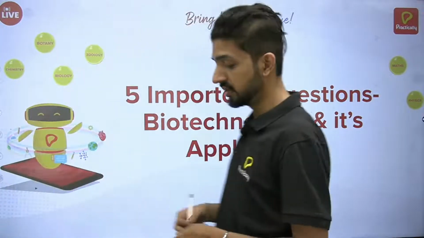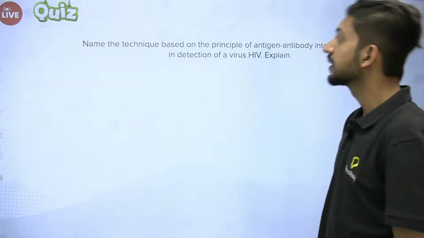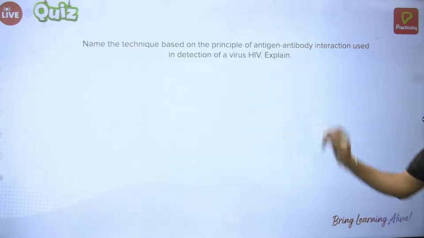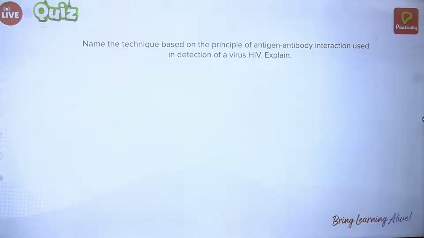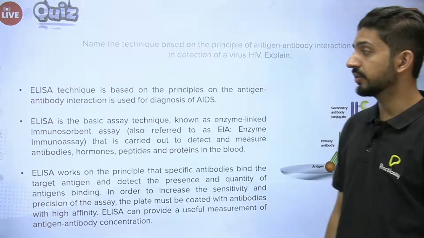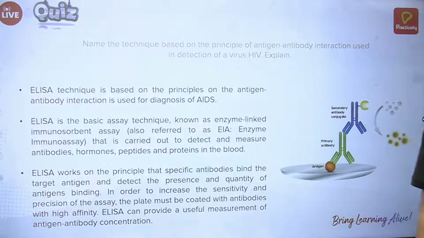Beginning with the first question. Name the technique based on the principle of antigen-antibody interaction used in detection of HIV virus and explain. So yeah, let's see the technique. Let's see how to write the answer. What all points should it cover?